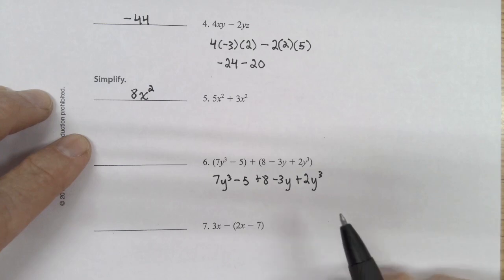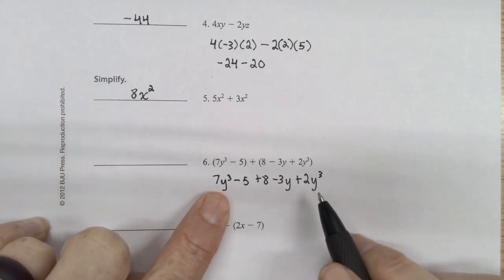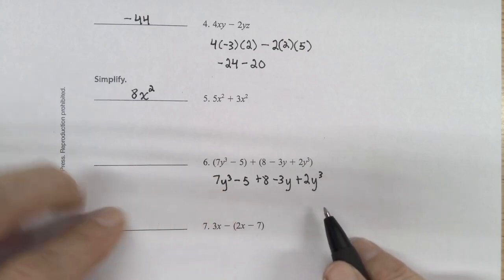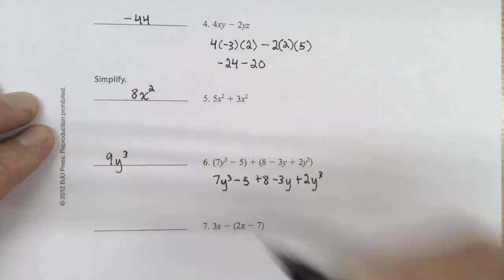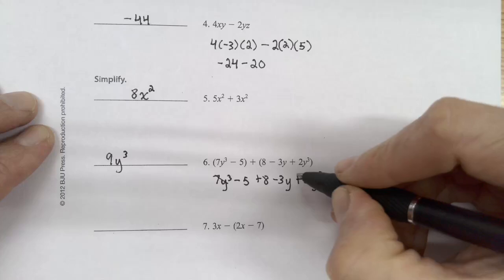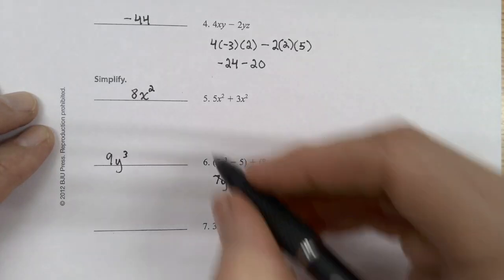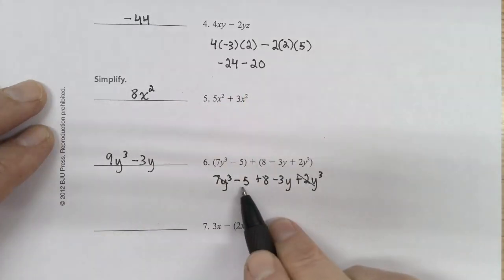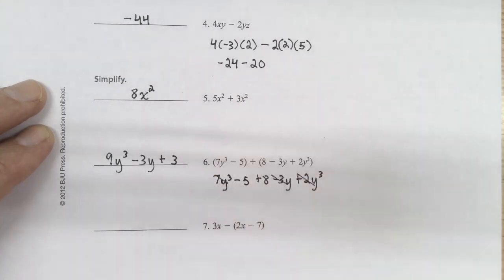Alright, and now we just need to look and say, what are the like terms? Well, here's two like terms. They're both, remember, like terms means same letter with the same exponent. So 7y cubed, 2y cubed, that's going to give us a 9y cubed. So we're done with those. What about minus 3y? Are there any other y's? Nope. So that's just going to stay minus 3y. And then negative 5 plus 8 is going to be a plus 3. So there we go. Problem number 6.